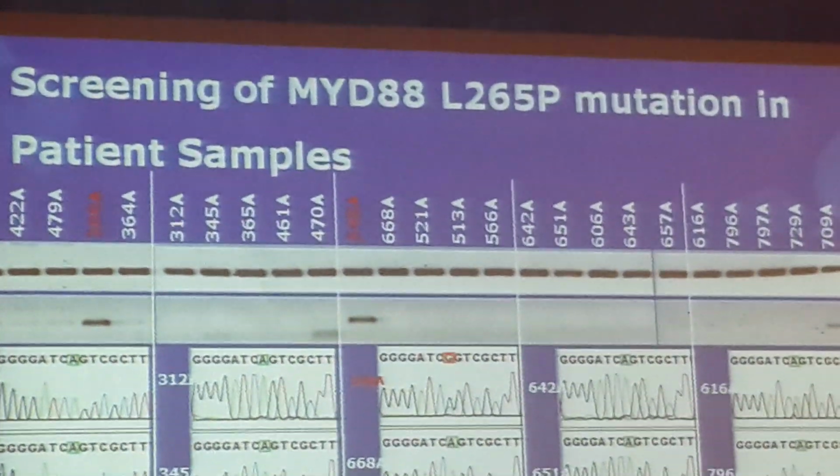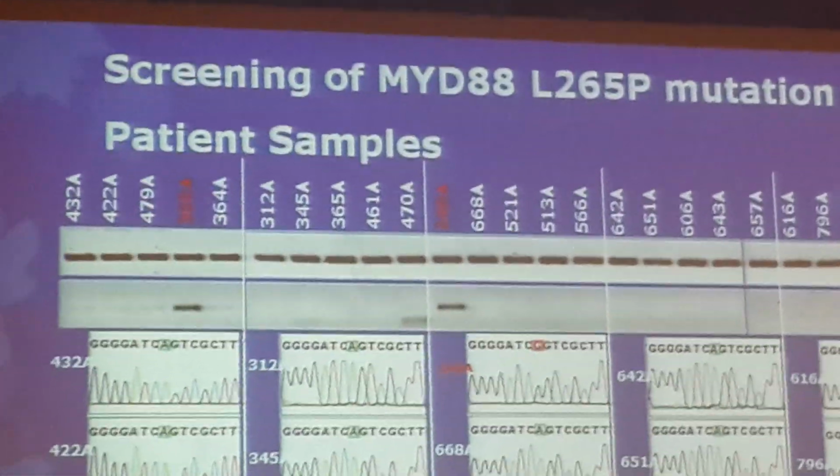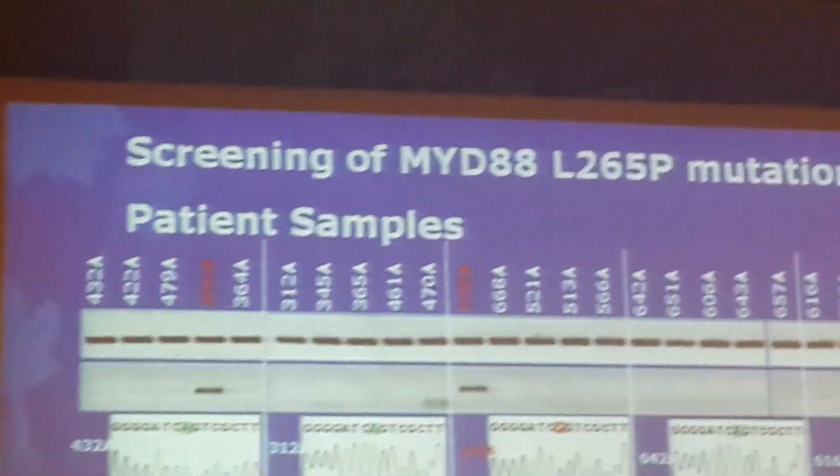We can use allele-specific PCR followed by standard sequencing, as I mentioned, and that's what we tend to do in the diagnosis and the monitoring of LPL.